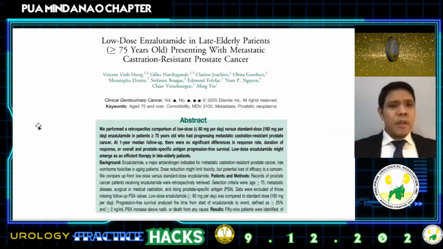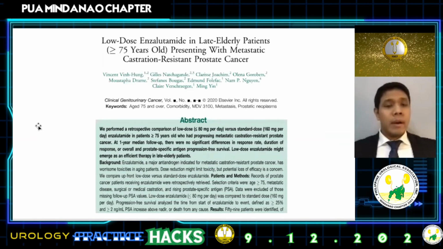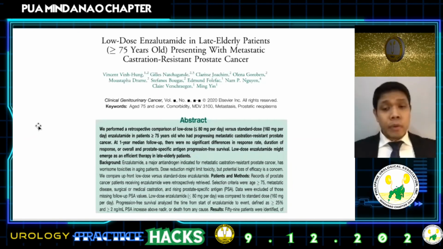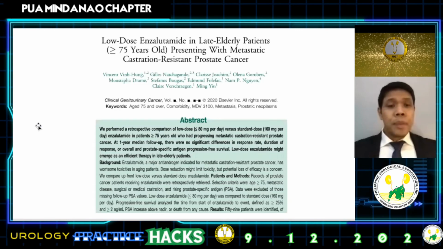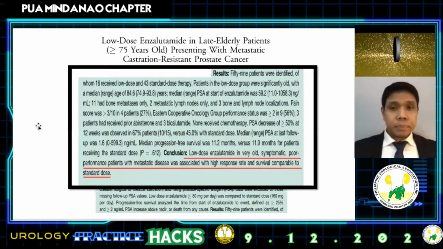So there's a small report on older men, those more than 75 years old with diagnosed castrate-resistant prostate cancer. In this study, although it was a small cohort, they compared standard versus low dose enzalutamide. Their dose of enzalutamide was half dose or lower, so 80 milligrams or lower in the study group. The primary outcome was PSA response.